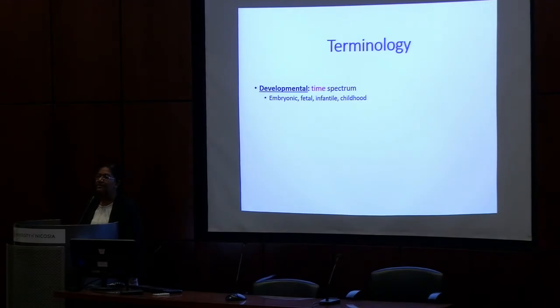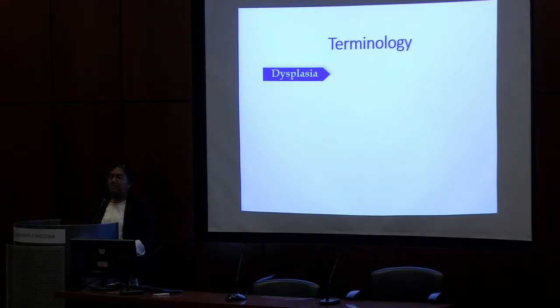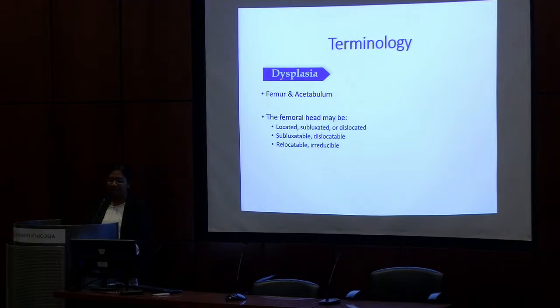The term developmental refers to the fact that the hip dysplasia or the dislocation can happen at multiple points in time, whether it's during the embryonic period, the fetal period, during infancy, or in childhood. And then in terms of dysplasia, it's also a disease spectrum. It can refer to either the acetabulum or the femoral head, and either delayed ossification of the femoral head or actual subluxation and dislocation. So in terms of dysplasia, we want to think about both sides of the hip, the femur and the acetabulum.